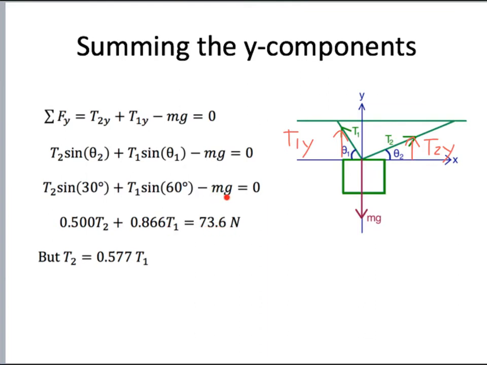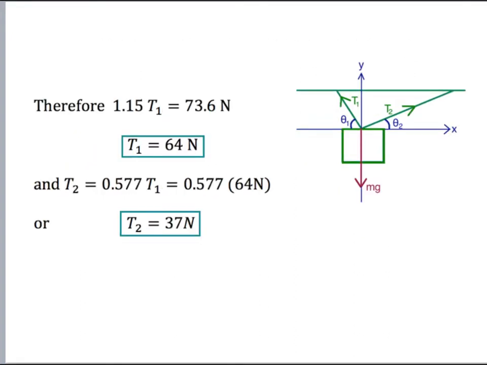That's m times g. But on the previous slide, I saw the relationship that T2 is equal to 0.577 T1. So what I can do is take this T2 and plug it into there. And so I'll get 0.5 times 0.577 T1 plus 0.866 T1. And when I multiply that out and add everything together, I get 1.15 T1 is equal to 73.6 newtons.